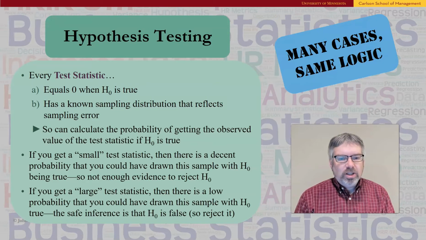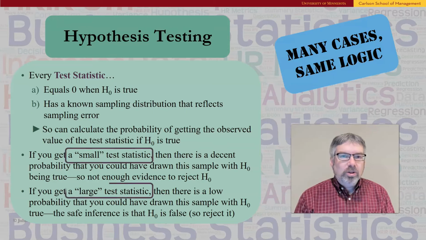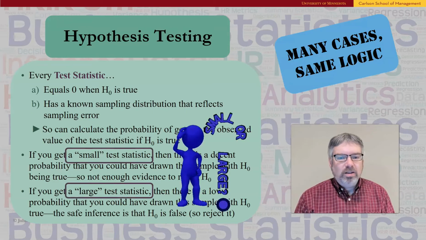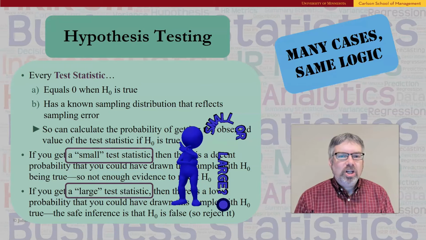So the real question then becomes, what's actually a small test statistic and what's actually a large test statistic? Where do we draw the line? We hypothesize that the true mean is 10 and we get a sample mean of 15. Is that close enough to 10 to not be enough to reject the null hypothesis, or does 15 seem far away? So what really defines what's a small test statistic, what's a large test statistic?